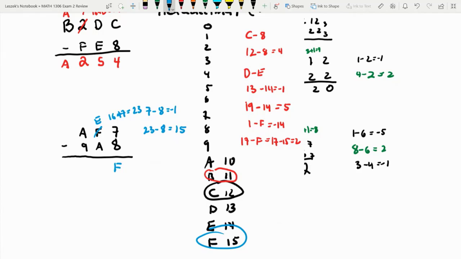Okay, so second column, we have E minus A. E is 14, A represents 10, so we get 4. That's completely valid. Okay, so then we get A minus 9. A is 10, 9 is 9, so we get 1.